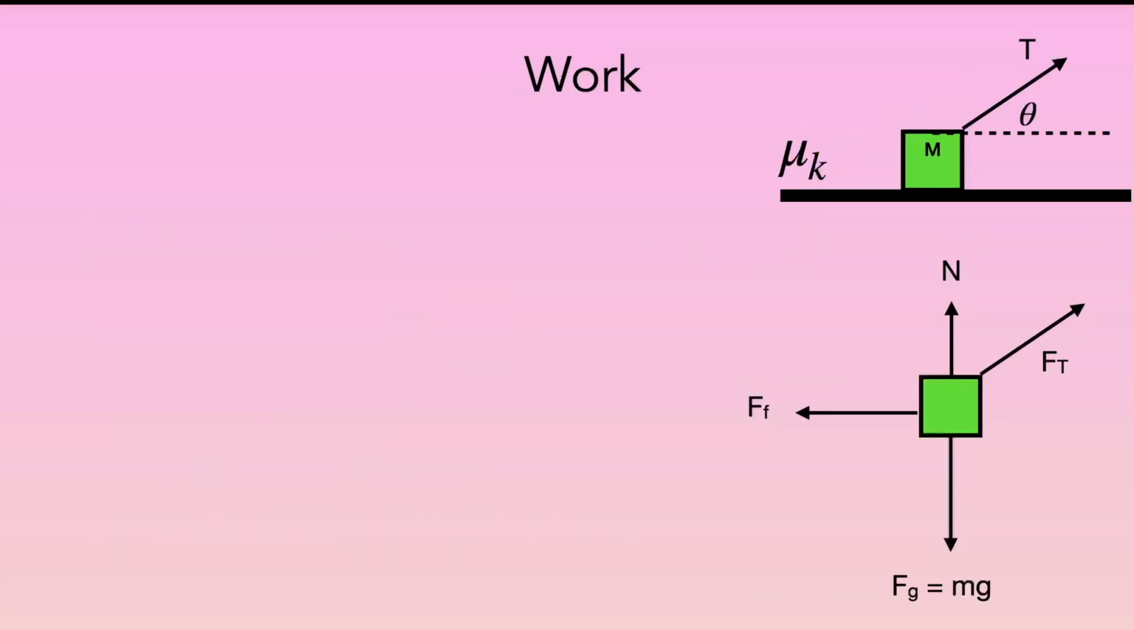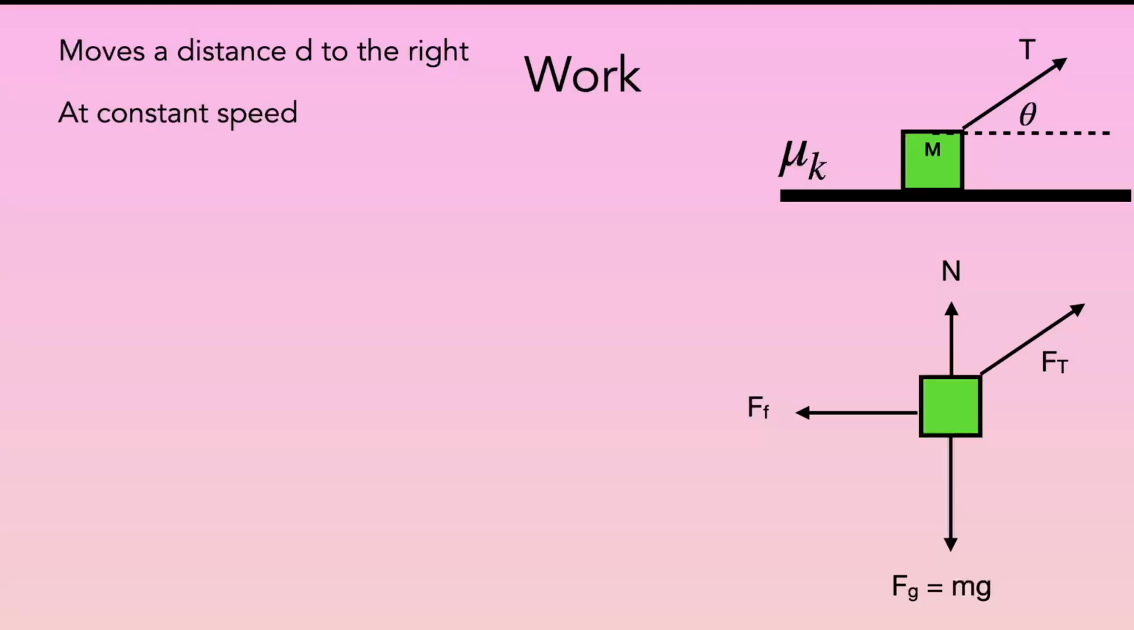So what we're going to do now is look at the work done by each force in this problem. And again, I've done the free body diagram for you, but it's very easy. mg, everything else is a contact force. Normal and force of friction are the surface forces. Tension is pulling up at this angle theta. See, there's that theta again. So it moves a distance d to the right at constant speed. Okay, well, if it's moving at constant speed, we know it's in equilibrium. That's really important. And we want to find the work done by each force, and then we want to find the total work.